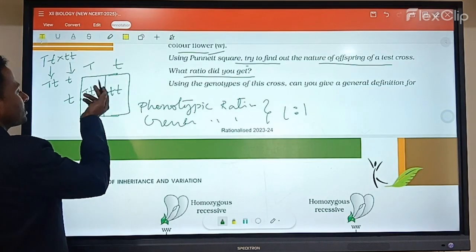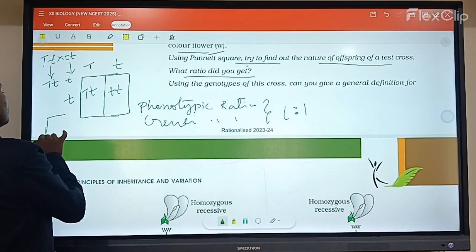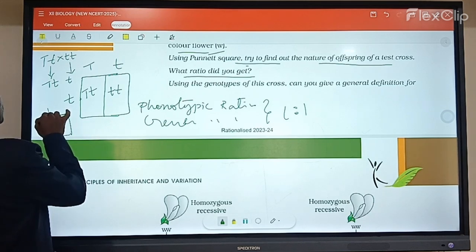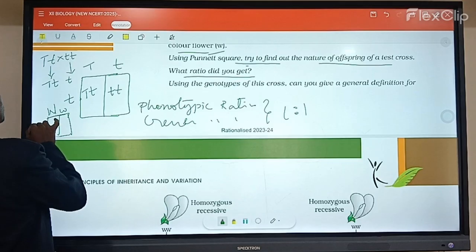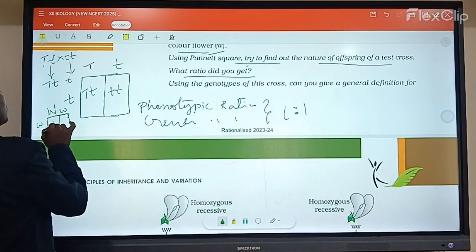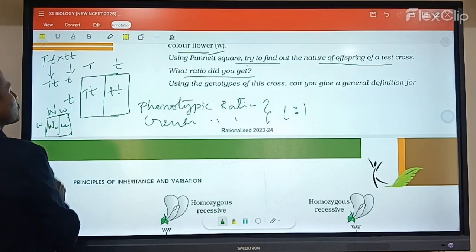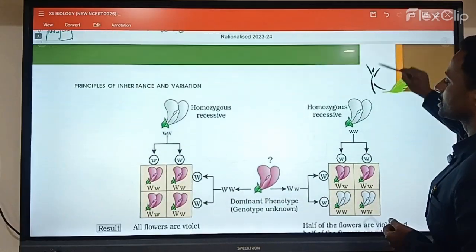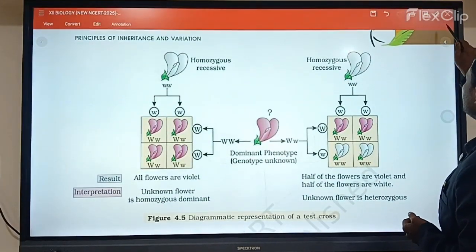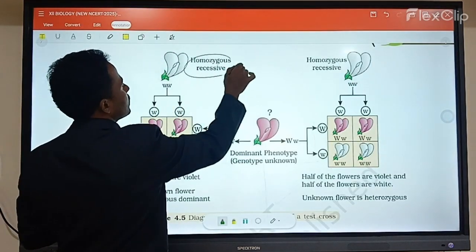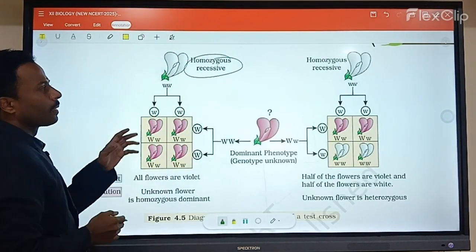Now, compare this to the pink and violet flowers, also with a capital W and a small w. Here it has a small w. You take a capital W and a small w, and here it comes as small w, small w. Let me show that in this diagram. See, in the diagram it is given clearly. In that homozygous recessive plant, what is it?